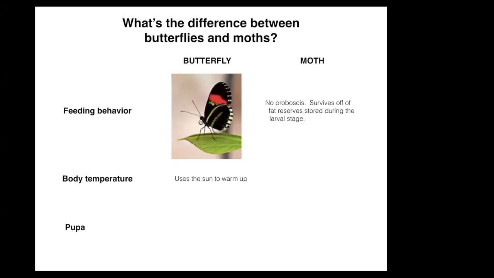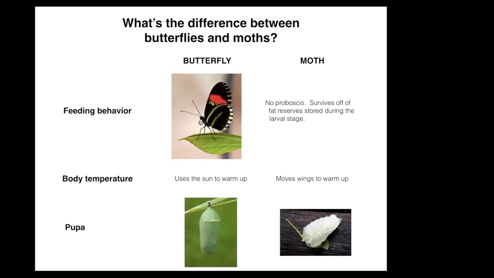The butterfly will usually use the sun to warm up. So the best time to see butterflies is between 10 in the morning and 4 in the afternoon. But the moth moves its wings to warm itself. And then the pupa, which is one stage of the butterfly, has a very hard surface to it, as opposed to the moth that makes a cocoon out of silk. So those are some of the major differences.